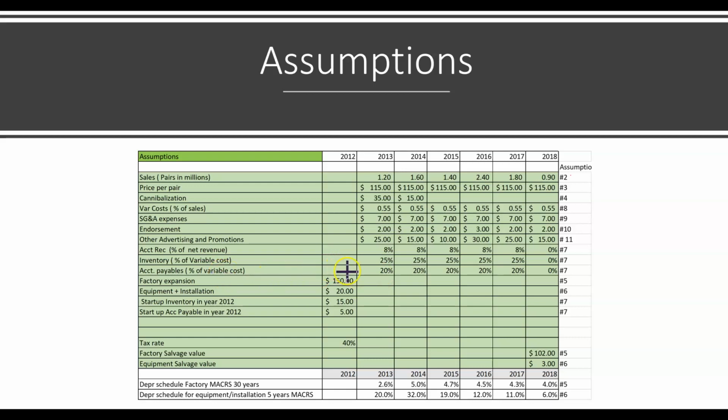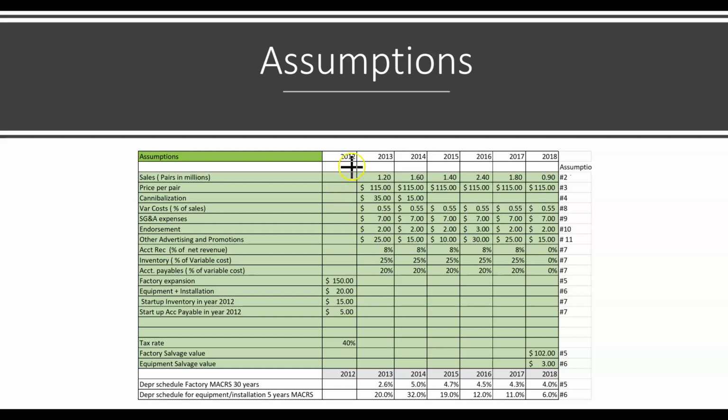For the new product, they'll have to invest some money up front, about 150 for factory expansion, plus another 20 that would include equipment and installation. They've described this in assumptions 6 and 7. In addition, they will also need some startup inventory. Obviously, before you start to produce, you need to have some inventory for raw material that you will need to make sneakers. You have to have it up front. And they will have some accounts payable because they're going to buy material from the suppliers.